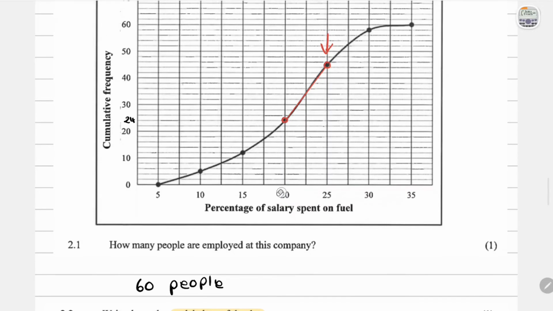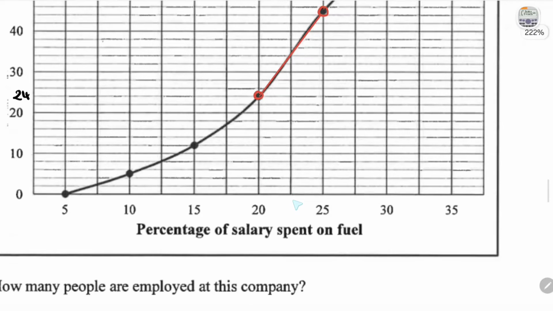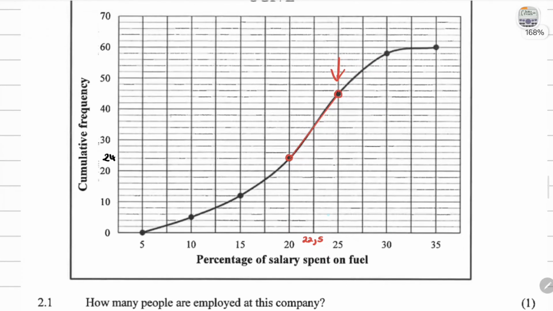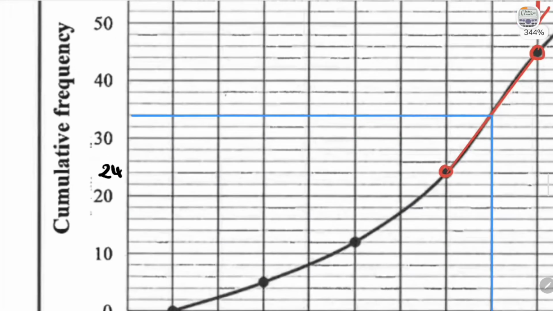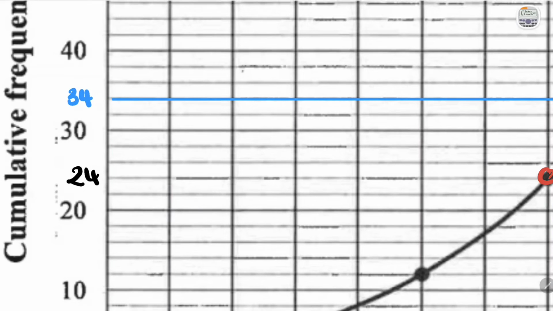Where is 22.5% of that monthly salary? You see that this is the percentage of the monthly salary. 22.5 seems to be here in the middle, since it's in between 20 and 25. So 22.5 is over here. And if we check at exactly 22.5, how many people do we have? We have this amount of people, and now we just have to figure out what exactly that is. So this is 30, 32, 34. So 34 people here.